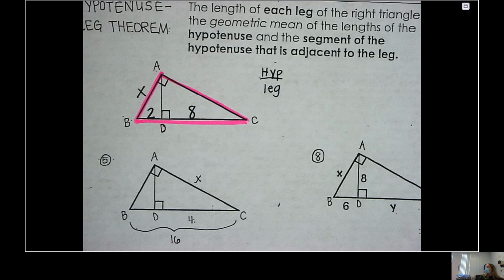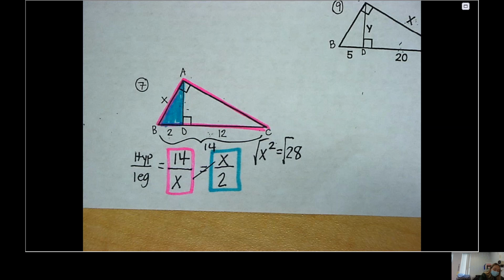Doesn't that look exactly like what we've been doing? Yes. So we're going to cross multiply. What's X times X? What's 14 times 2? 28. And now I take it and I square root it. I don't know what that is. You get X is approximately 5.29. And that's it.